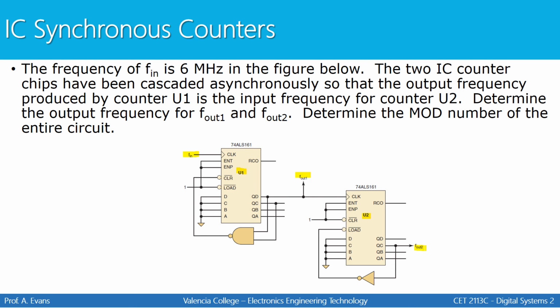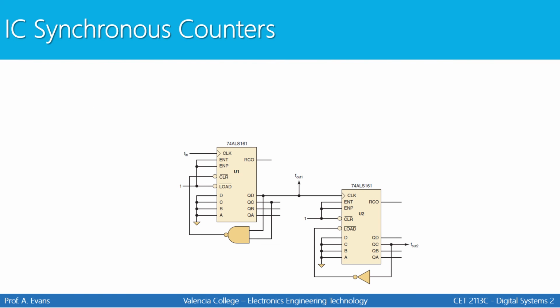So we have a lot going on here. We have two counters that have been cascaded. We also have one counter that's been modified with a NAND gate. We also have this counter that's been modified with an inverter. So we really need to break this down and understand what each counter is doing individually, and then figure out what they're doing collectively as a team. Let's start with U1.